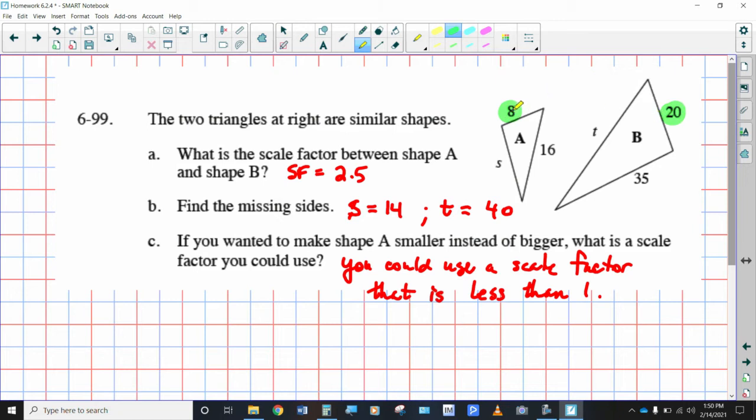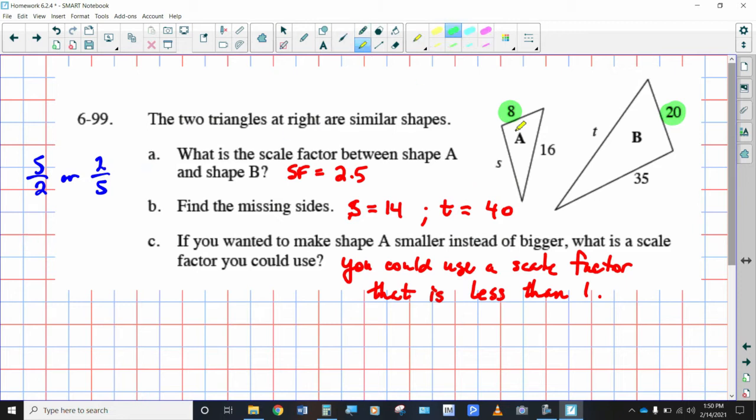What would you multiply times 8 to give you 20 for an answer? Or if you wanted to go in the other direction, what would you multiply times 20 to give you 8 for the answer? So in this situation, the scale factor is 2.5, which is technically 5 over 2. So if we wanted to go in either direction, you could use either 5 over 2 or 2 over 5 as your scale factors, depending on which direction you're going in.